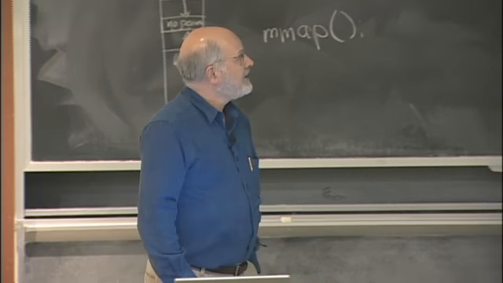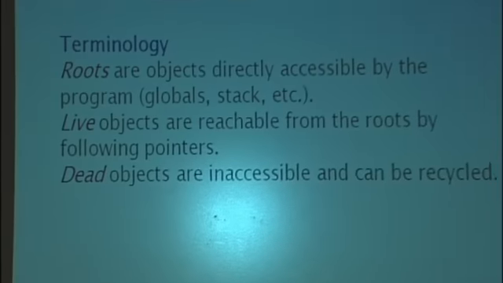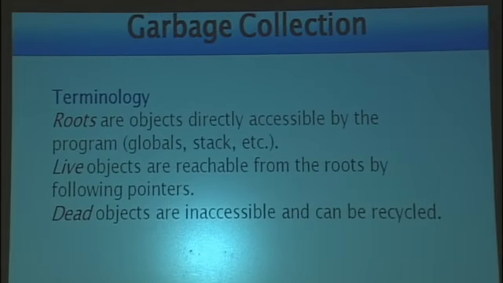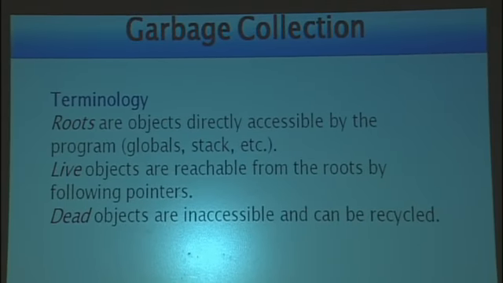Okay, so here's some terminology. The roots in garbage collection are the objects that are directly accessible by the program. And those typically are things like globals, stack variables, and so forth. Things that the program can directly address by name. The live objects are reachable from the roots by following pointers. And the dead objects are the ones that the programmer can never get to again.